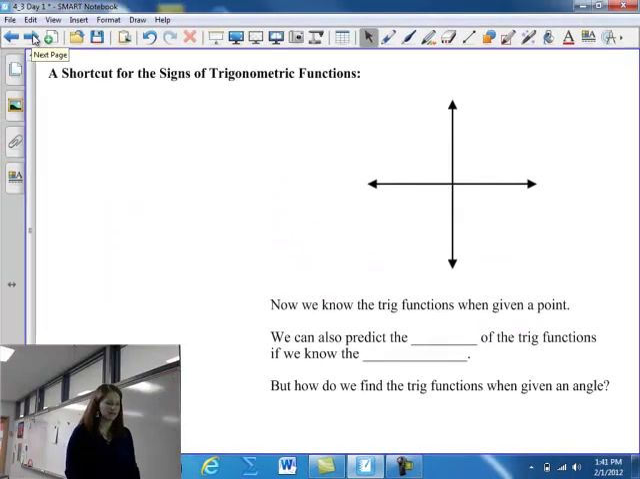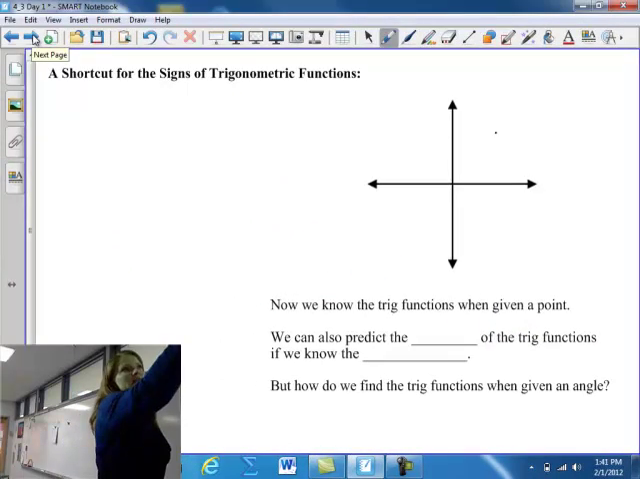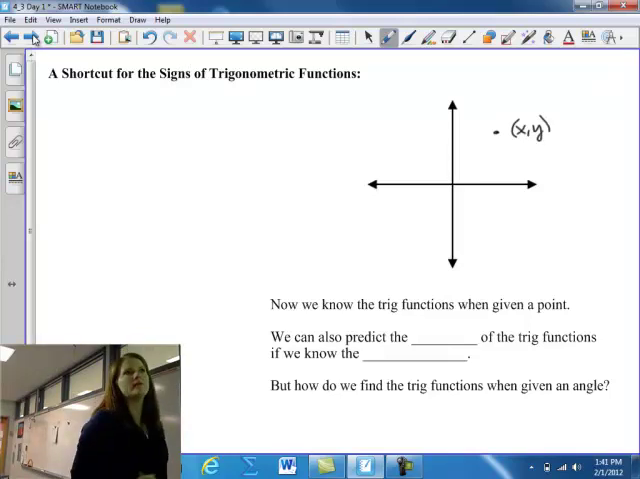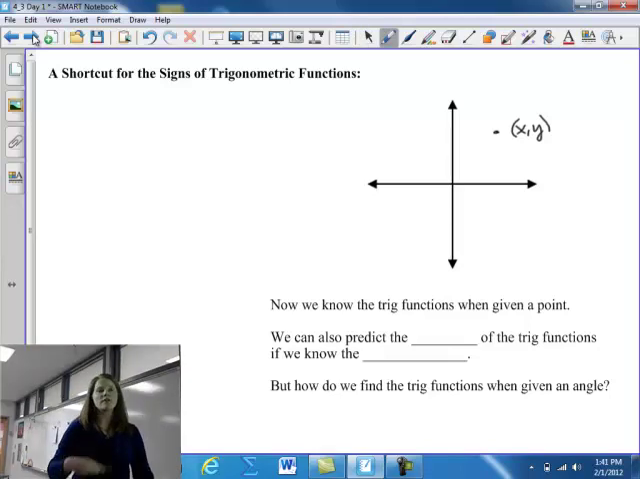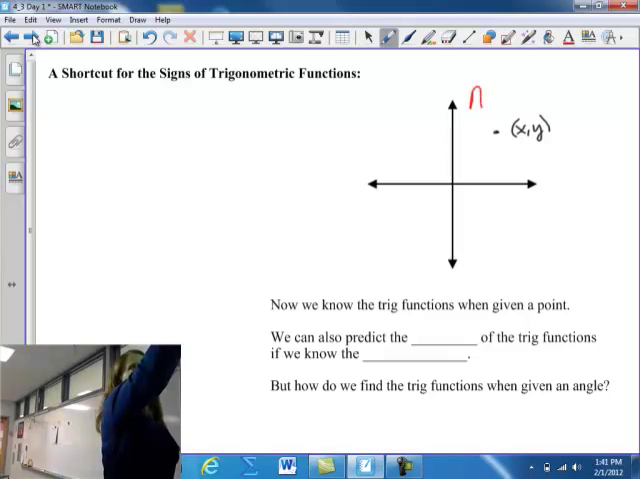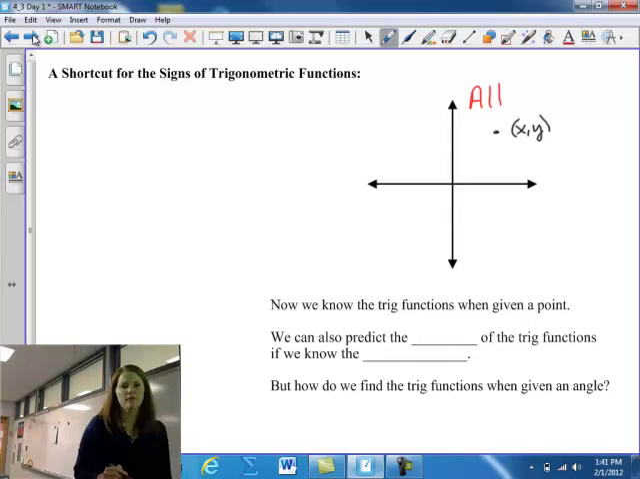Let's talk about those signs for a second. If I have any dot over here in the first quadrant, I'm going to call it XY. And I go to do my triangle, my radius, my R will be positive, my X will be positive, my Y will be positive. So when we had the dot in the first quadrant, all of our trig values were positive, correct? Yes. All our answers were positive. The X, the Y, and the R are all positive.